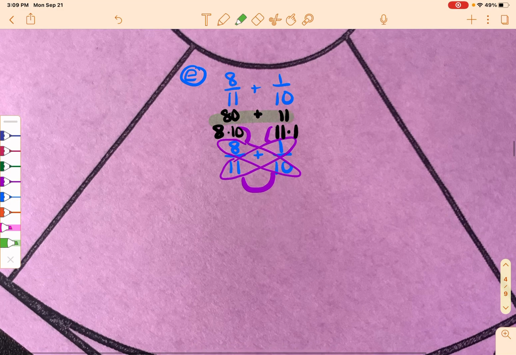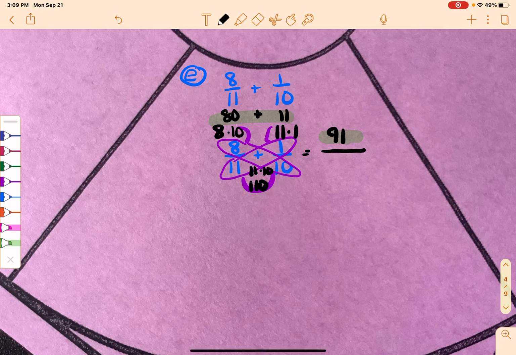I'm going to put those together on the top of the fraction. So 91. Now I'm going to start to take a look at the ones in the bottom to get right here. So 11 times 10 is 110. It's going to go here.